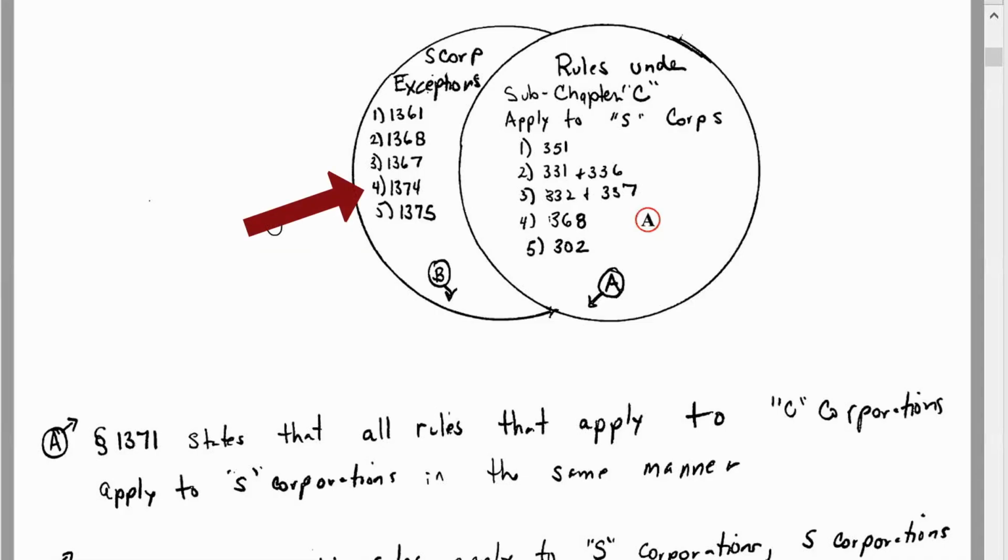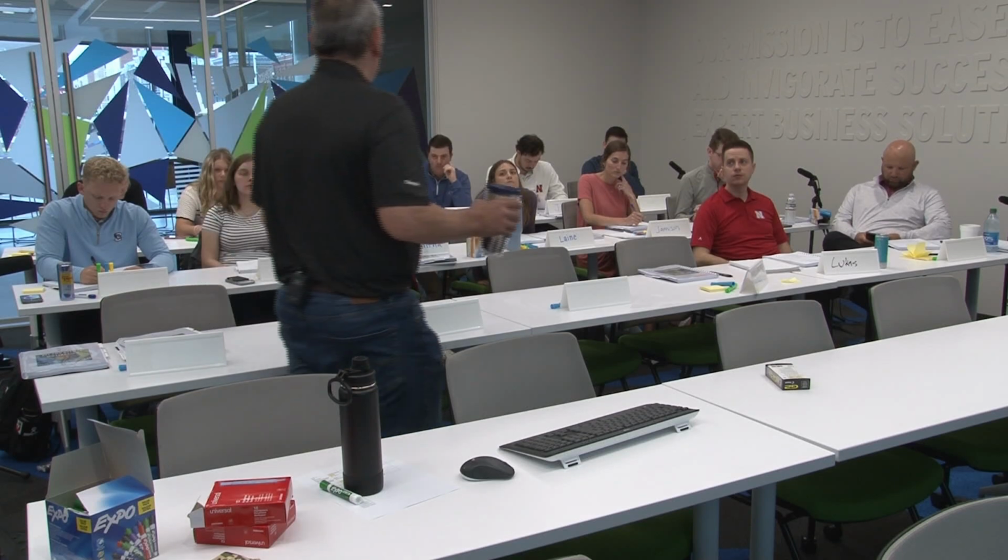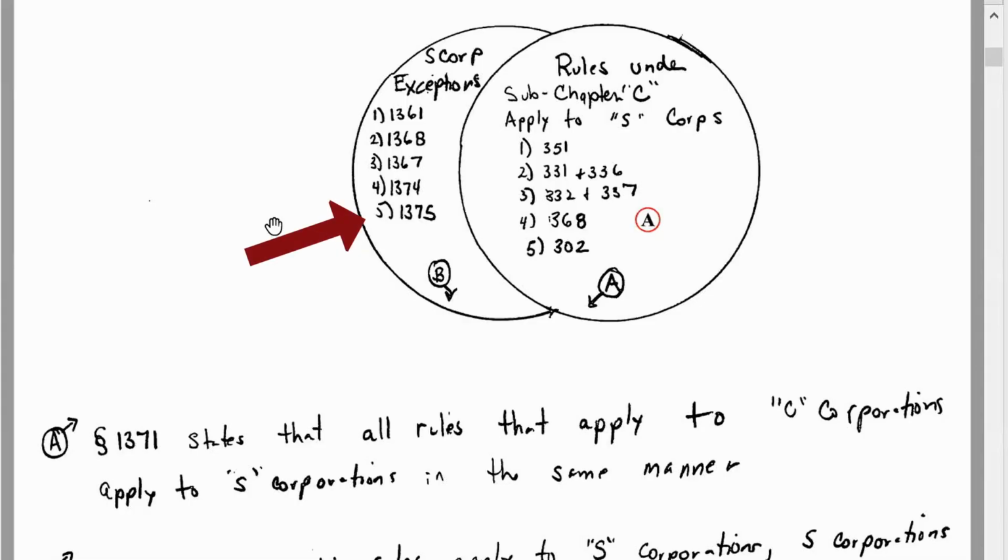1374, I can't remember whether that's the built-in gains provision or whether that's passive. I think it's the built-in gains provision. We're going to be talking about that. 1375 is the passive income tax. We're going to be talking about that. So everything in the first circle, 351 applies to both S corporations and C corporations. In the second circle, 1361 only applies to S corps. So, Thomas, what 1371 says is 351 applies to both. It coordinates back with subchapter C.